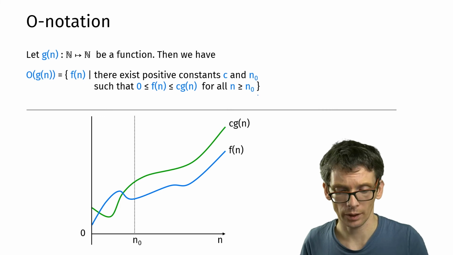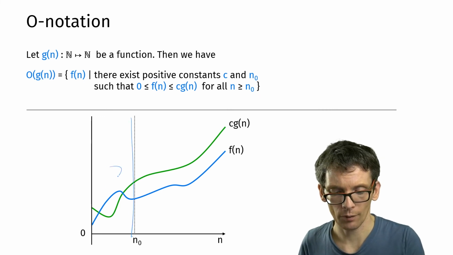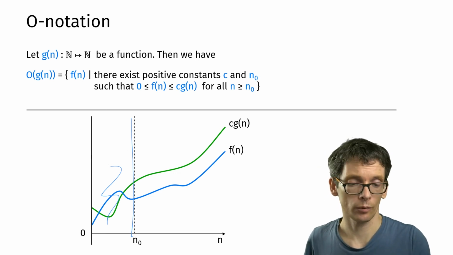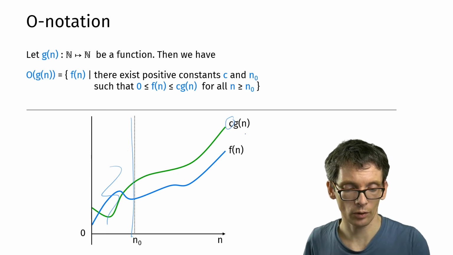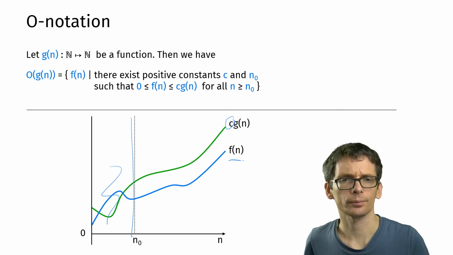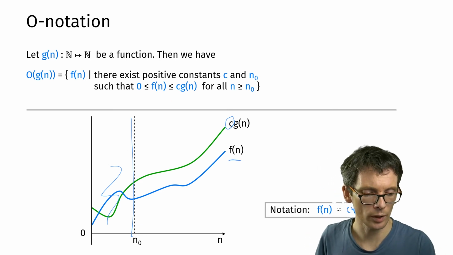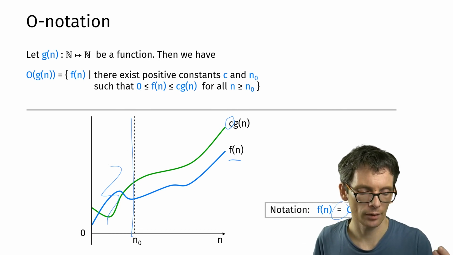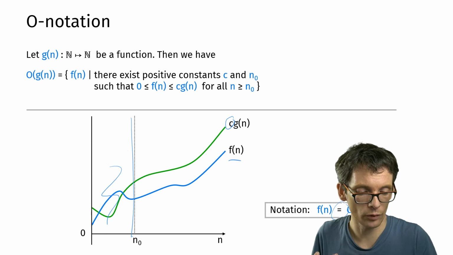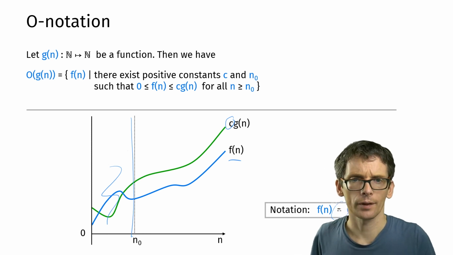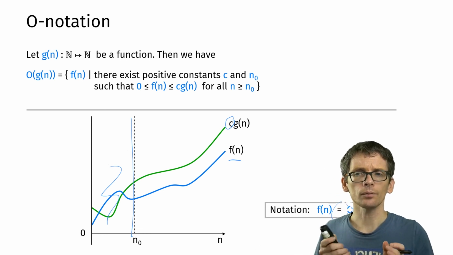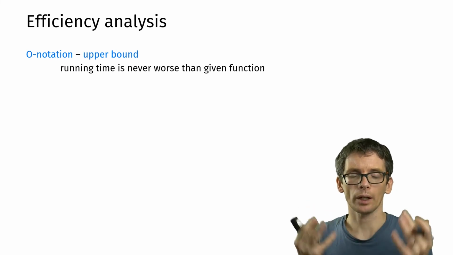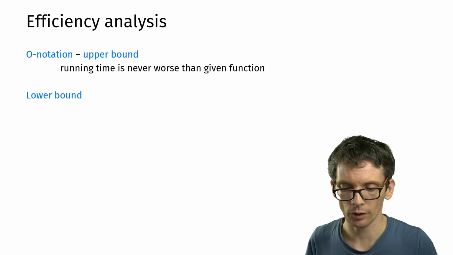So this is how that looks in terms of graphs. Again, we can ignore everything smaller than n0, but then at that point, for a suitable constant c, g of n should grow faster than f of n. And the notation that we use here is again with the equal sign, where we read it as f of n is an O of g of n, but we write that equal sign. The O notation we use for upper bounds. Running time is never worse than that given function.